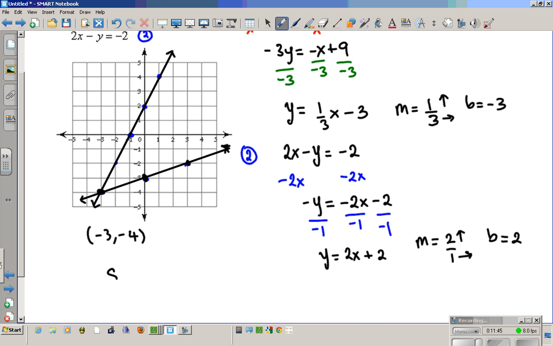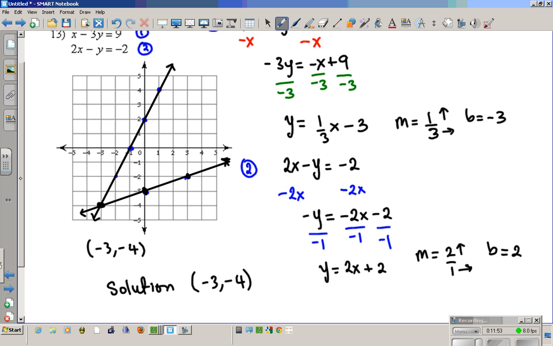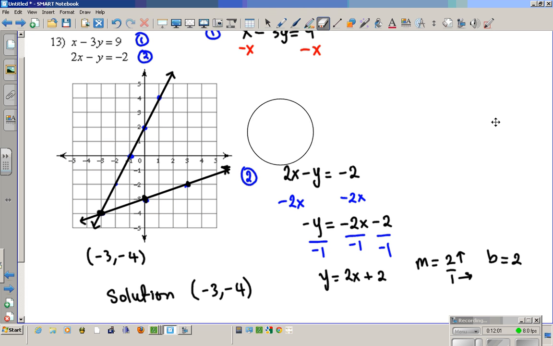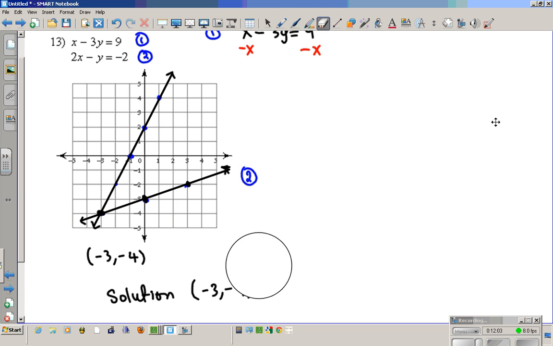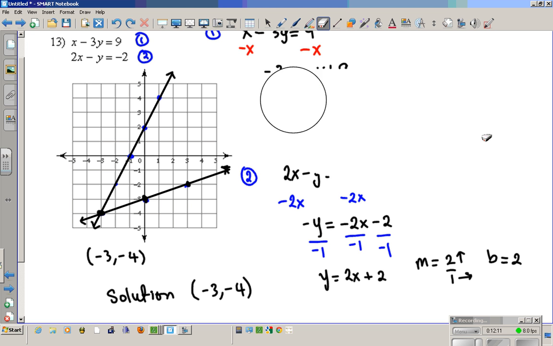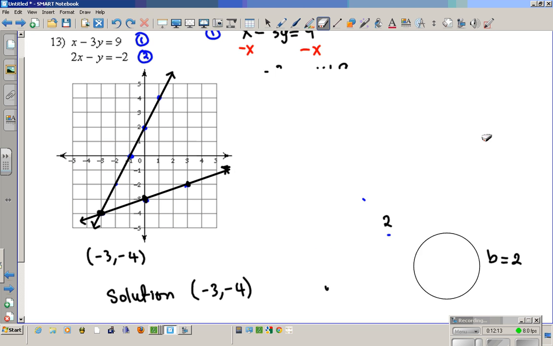So the solution is -3, -4. Alright, so the question now is, is our answer correct? Well, we have to do a check. We have to verify that this ordered pair satisfies both equations. Alright? So we're going to test equation 1 and equation 2.